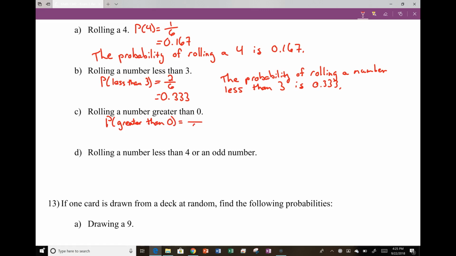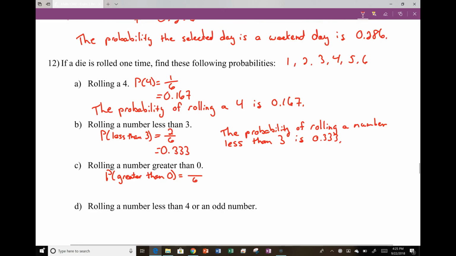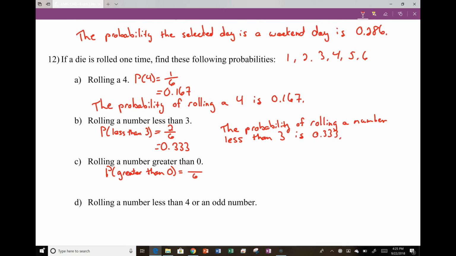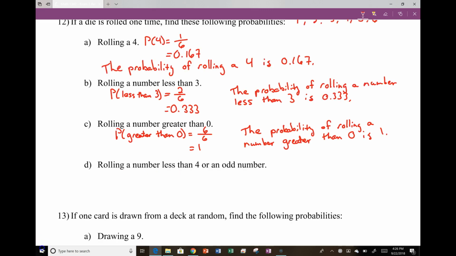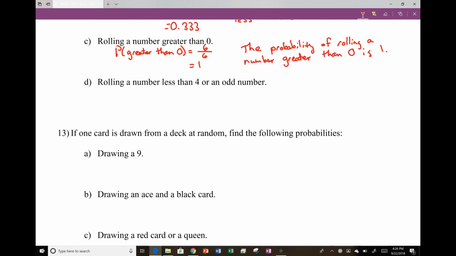Well, you still have 6 possible outcomes. Let's look at those 6 possible outcomes. All 6 of them are actually greater than 0, so that's going to be 6 out of 6, which is a 1. So the probability of rolling a number greater than 0 is 1. Now, what's the probability of a number less than 4 or an odd number?